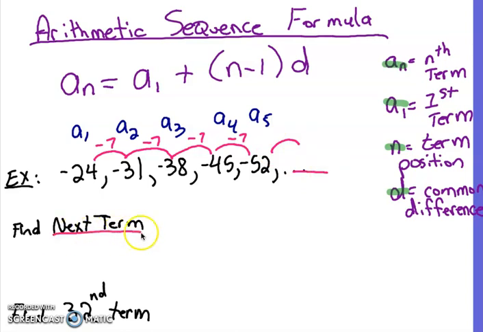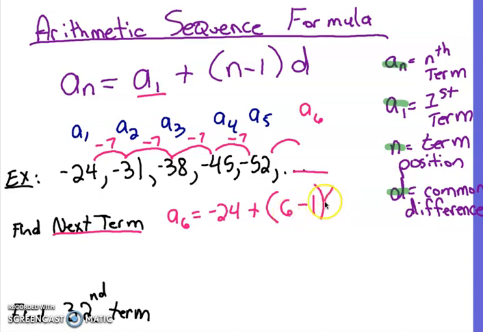So the next term in the sequence, I'm trying to find a sub 6. That's what I'm trying to find. So again, follow the formula. The first term is negative 24. And n minus 1. So the n again is the next term in the sequence, which is 6, and then minus 1. And the difference on this pattern is negative 7. And then I'm just going to calculate this to find out the next term in the sequence.